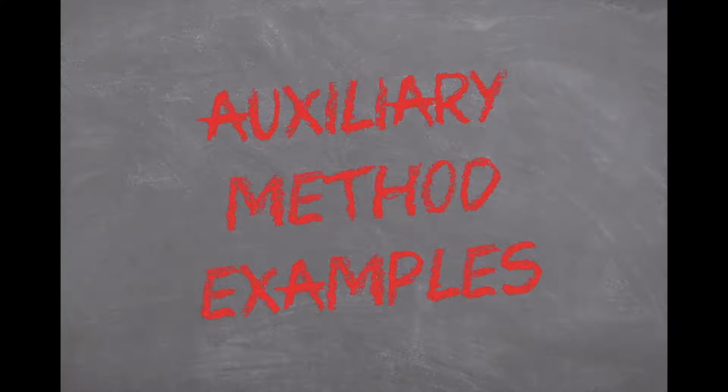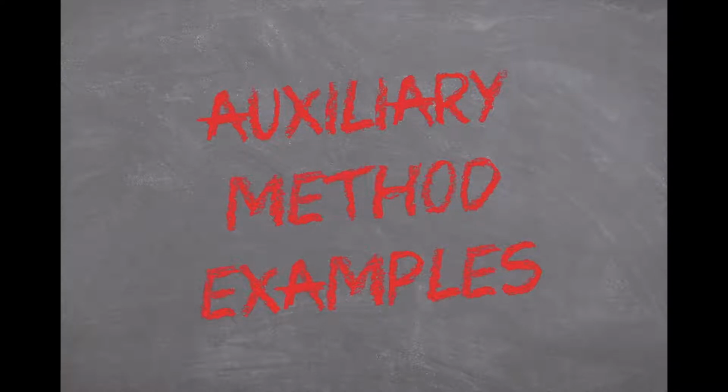Okay, so now that we know what the auxiliary method is and where it comes from, we're going to do a few examples. Now there are two main reasons why we want to use this method. One might be we're asked to sketch a function that has sine and cosine. Really hard for us to do without technology, so if we can use the auxiliary method, we can write it with only sine or only cosine.